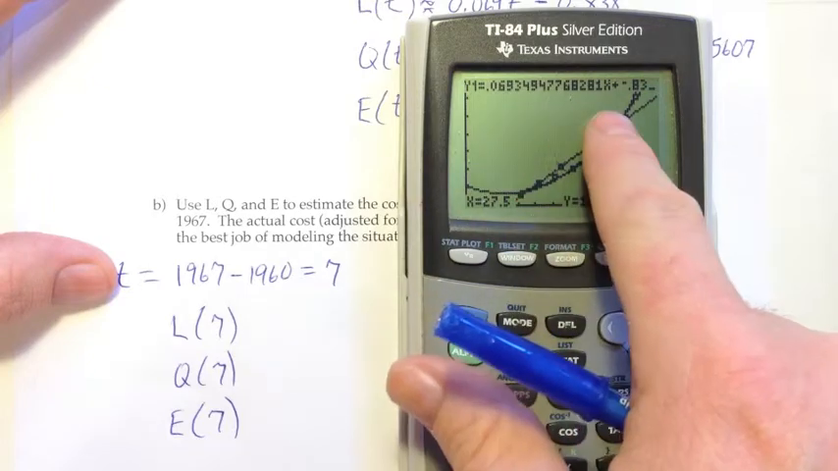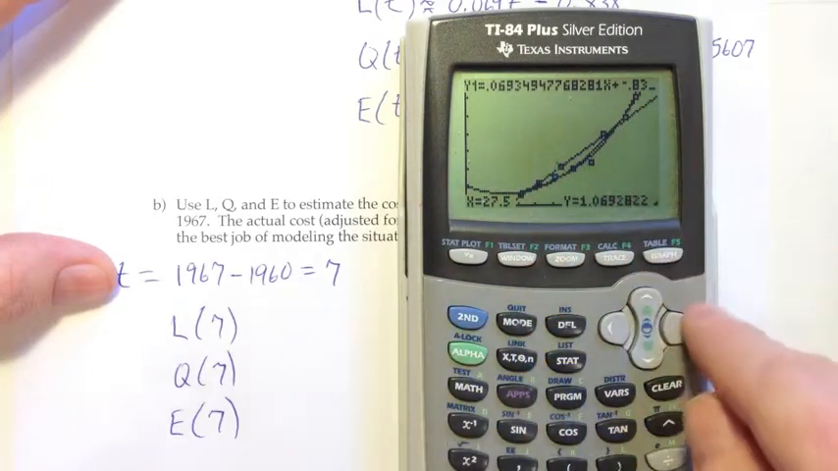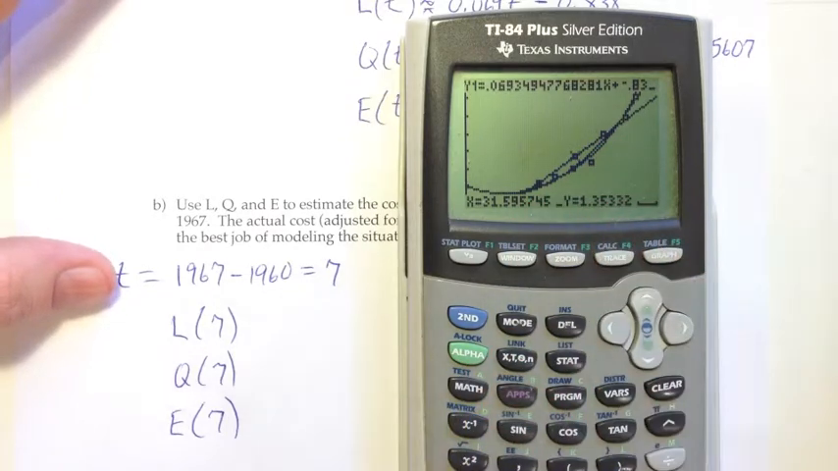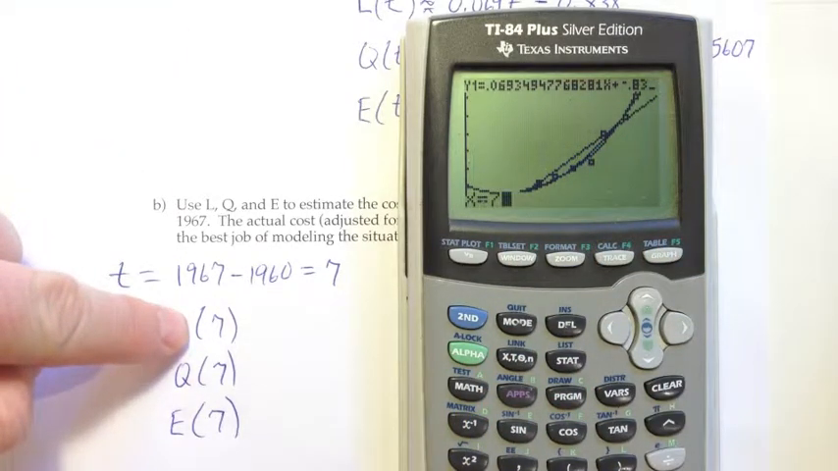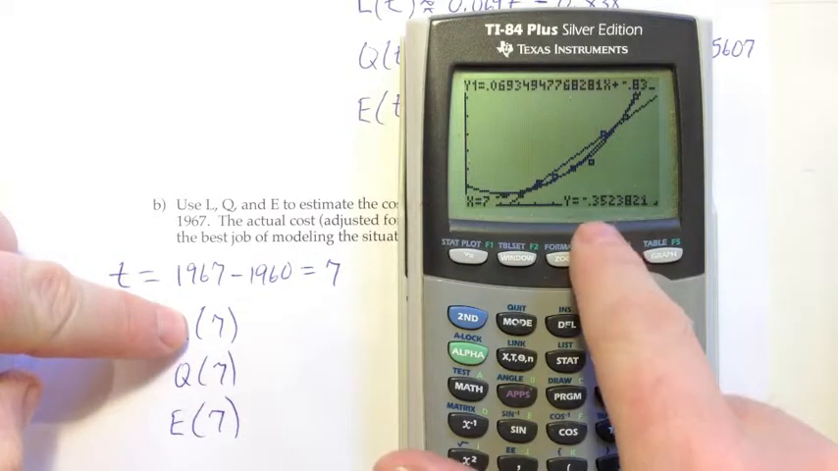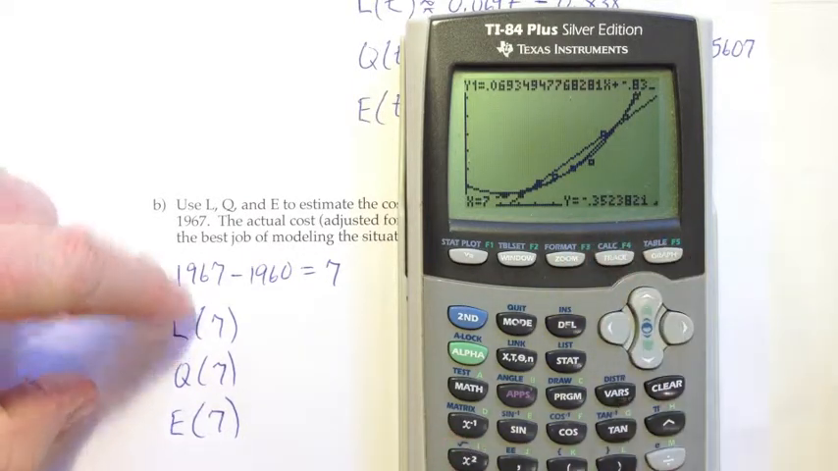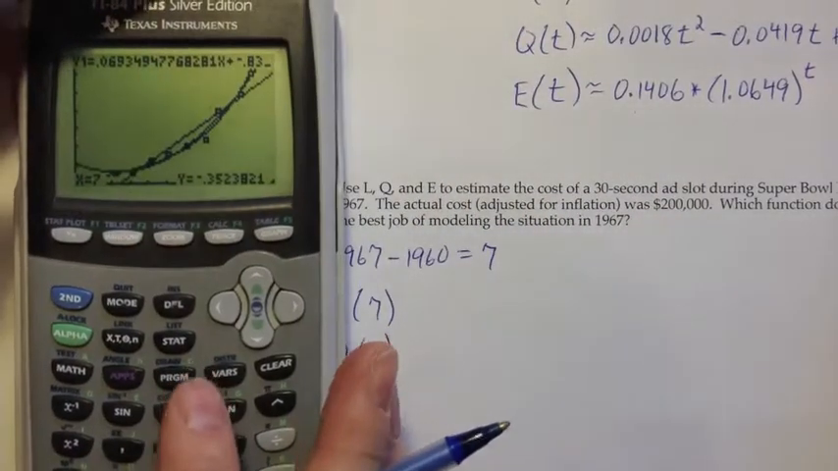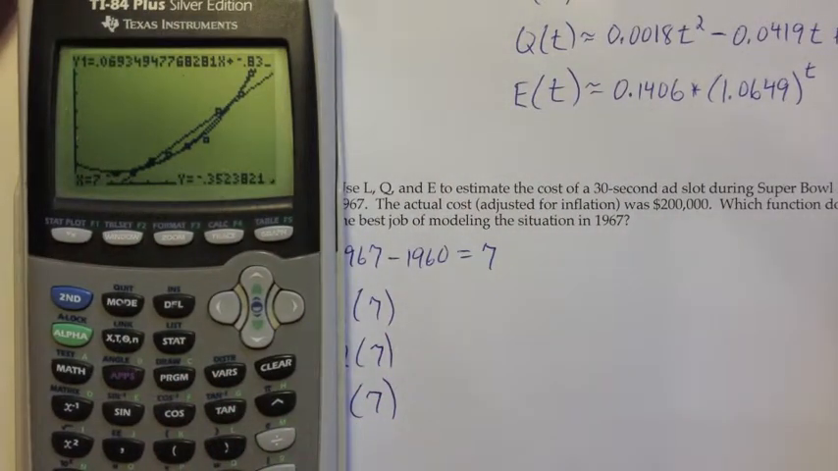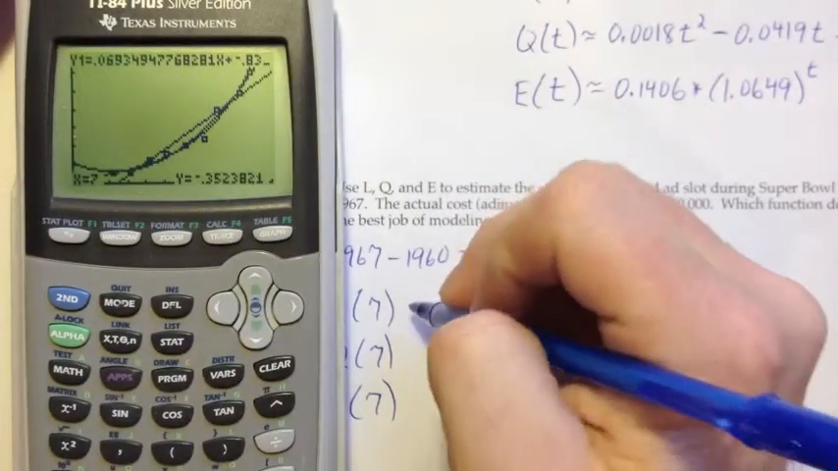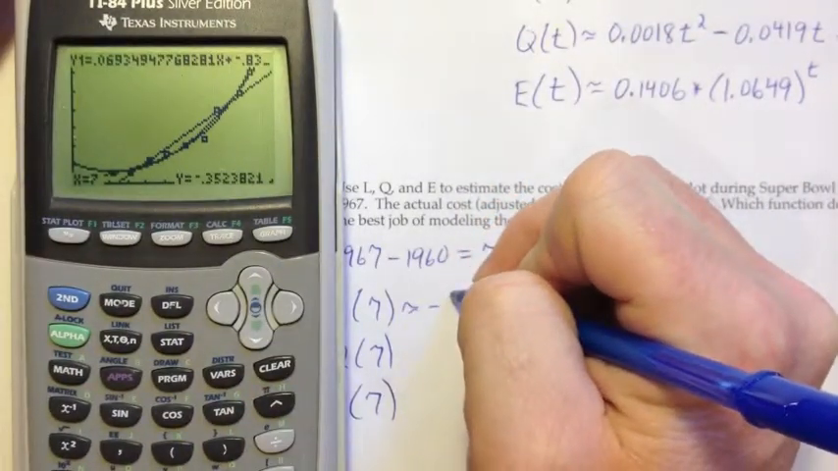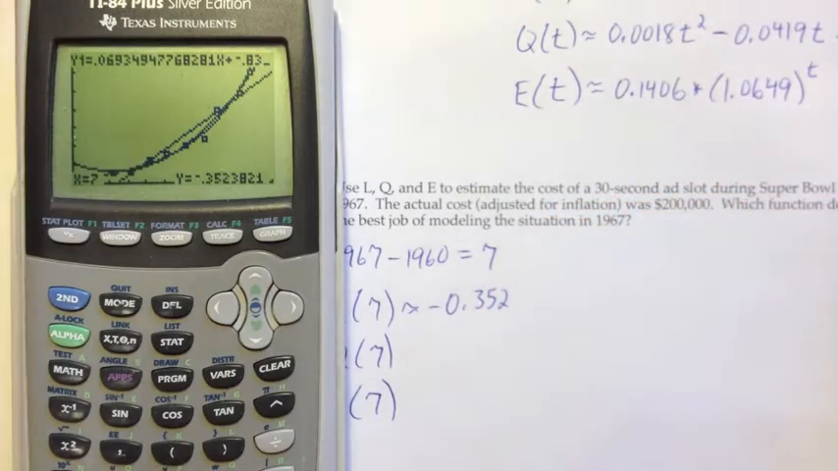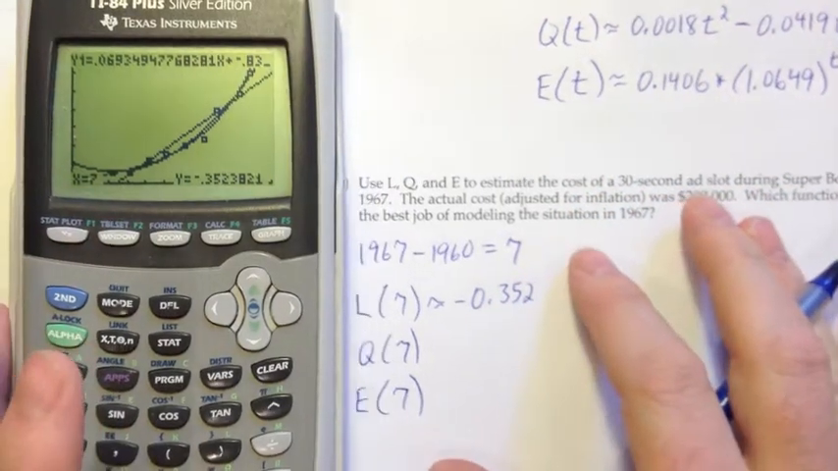That puts me on Y1. When I am on a specific function, I can move around and get X and Y values, but I could also just type an input like 7, and if I press enter, it'll tell me what the Y value is. So for the linear model, I'm getting a Y value of negative 0.352.